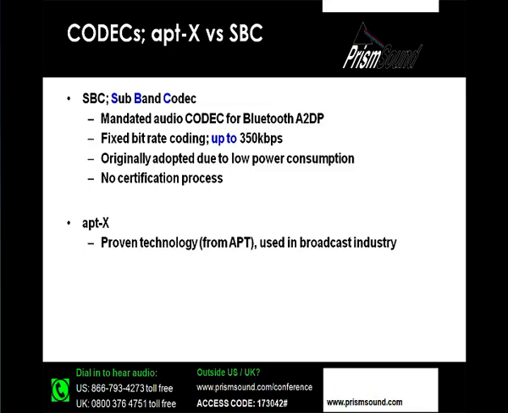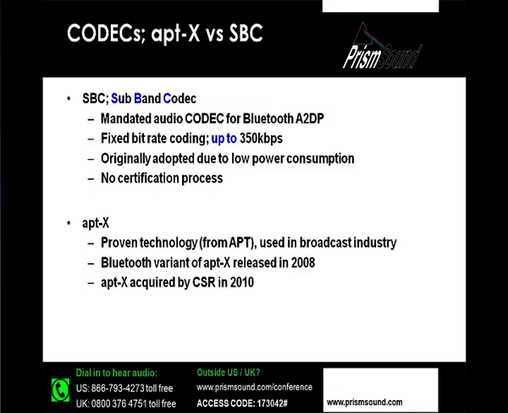However, with aptX, for people who don't know, aptX was developed by APT approximately 10 or more years ago, and it's been used in the broadcast industry quite significantly. So if you've been listening to radio over FM or DAB, then there's a chance you have been listening to the aptX codec without realizing, because most of the broadcast industry uses it for transmitting audio between the transmitters. In 2008, aptX released a Bluetooth variant of the codec, and then CSR acquired aptX in about 2010 because we liked it so much, although we still allow other people to implement the aptX codec if they want on other platforms.